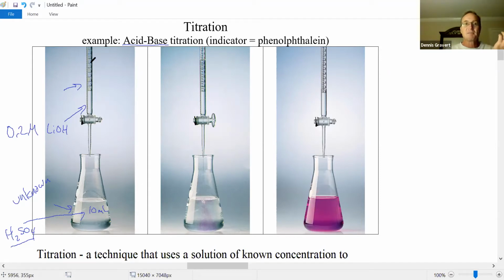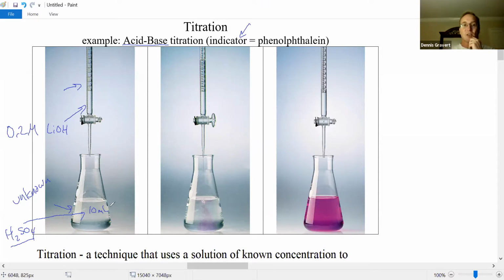Load up the burette, this device, and you can't see the top of it, but it looks like it's full, and you start draining it. You start dripping in the sodium hydroxide into the sulfuric acid solution, and then the base reacts with the acid. Also present is some molecule that can change color. That's called an indicator solution or an indicator compound. And this specific compound is called phenolphthalein.